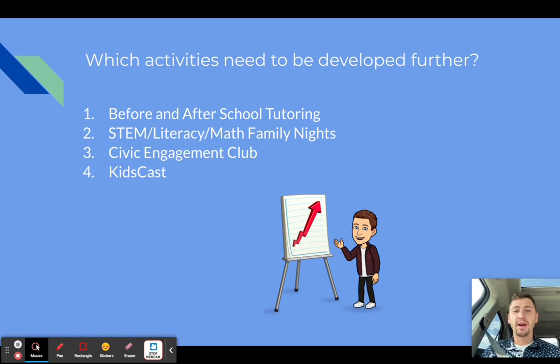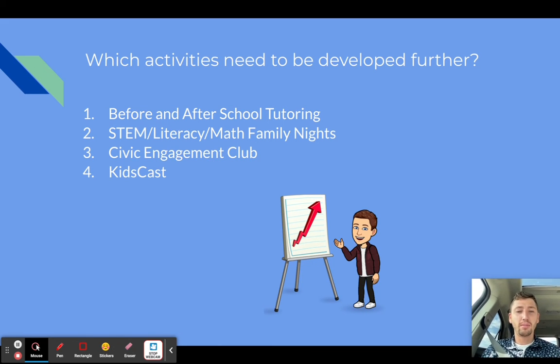Also, STEM literacy, math, and family nights. Sometimes this can be a second thought or not necessarily planned to the best of our abilities. Just making sure that that's a priority, and what we're doing with those nights is something that is educational and academic for families.